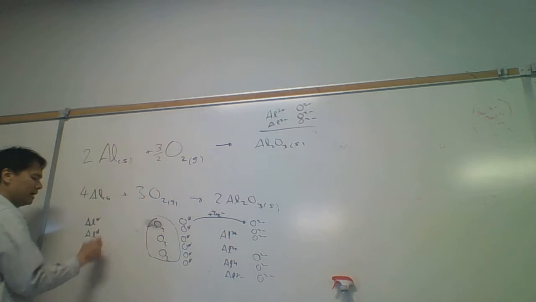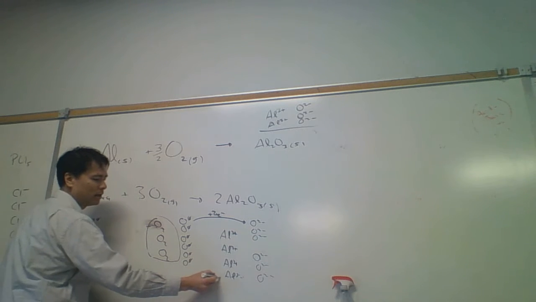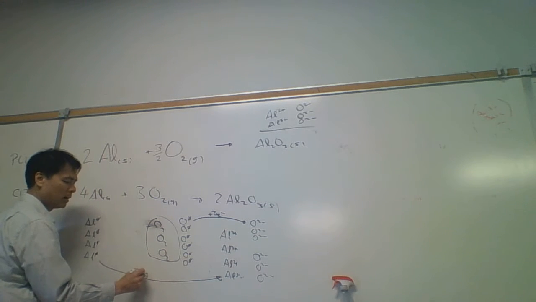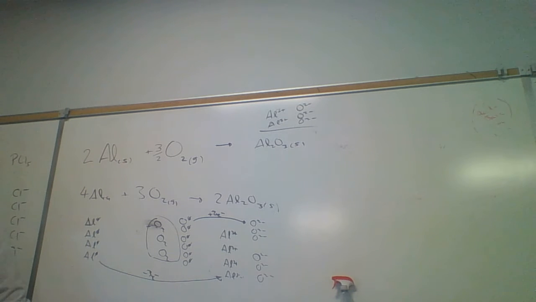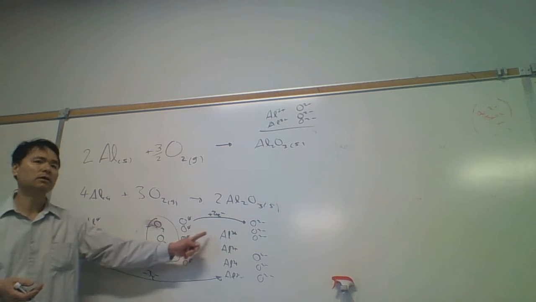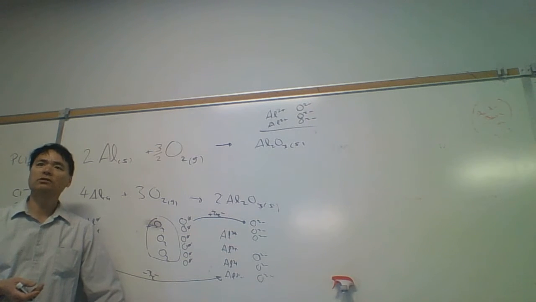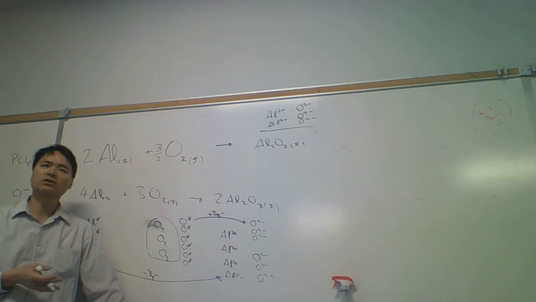And so that means that each aluminum must have lost how many electrons? 3 electrons. But we have 4 of them. So 4 times 3 is 12. So we lost a total of 12 electrons, and we gained a total of 12 electrons. So 12 electrons were lost, 12 electrons were gained.